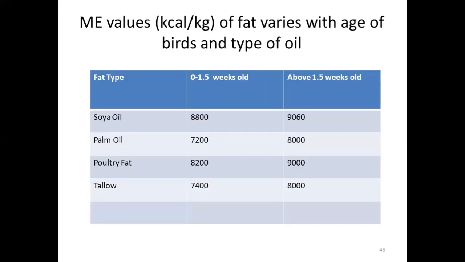The chart shows that the same soy oil provides above 9,000 kilocalories in adult birds above 1.5, but in young birds from 0 to 1.5, it provides 8,800 kilocalories. Similarly, other oil or fat sources are the same. In young birds, due to the unavailable or lower concentration of bile salts, they cannot use the full potential of the fats and oils.